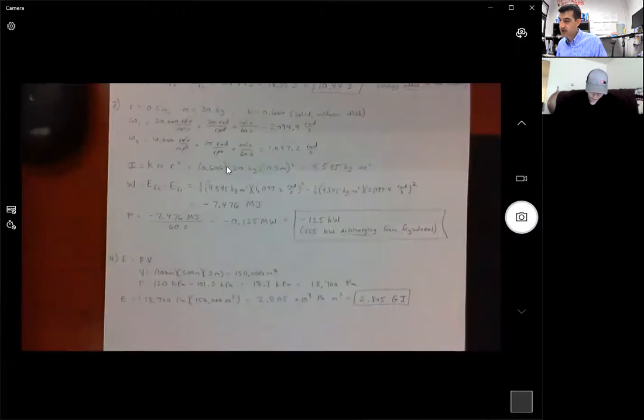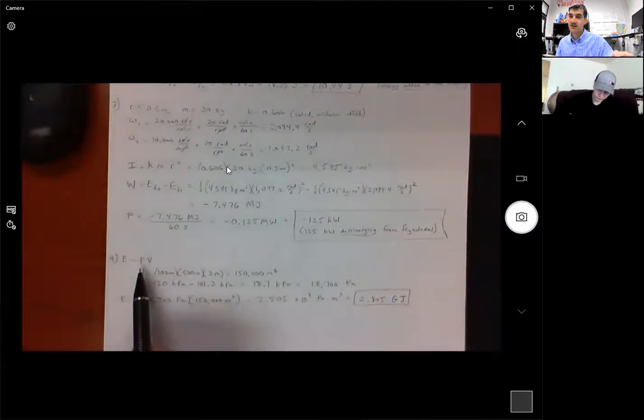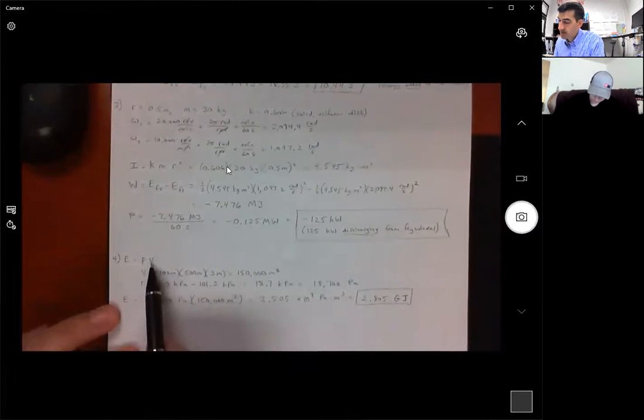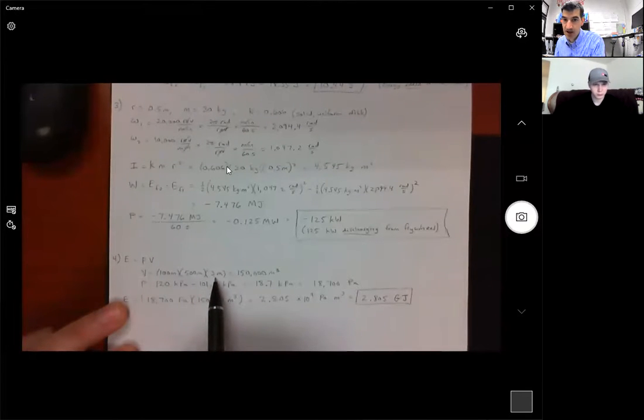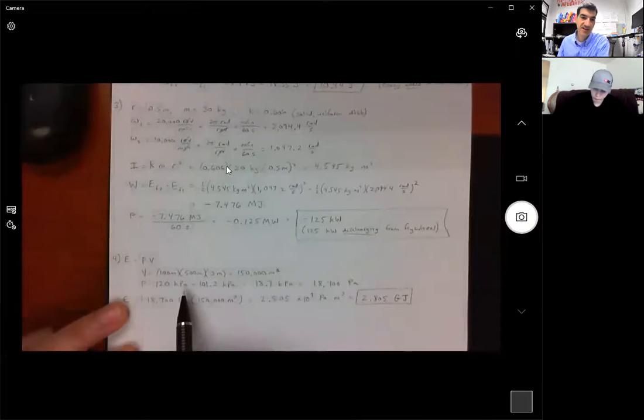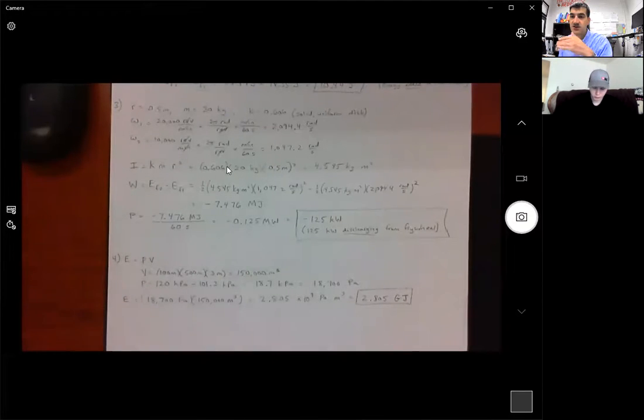So it's asking how much energy can it store? So that's just equal to pressure times volume. Just remember that pressure is, like I just said, a relative pressure between the cavern and the atmospheric pressure. So we got to get our volume, V. So just multiply those dimensions together that are given in the problem, and you get 150,000 meters cubed. The pressure is a differential pressure, like I mentioned before. So we've got 120 kilopascals. Remember, a pascal is a Newton per meter squared. A kilopascal is 1,000 newtons per meter squared.